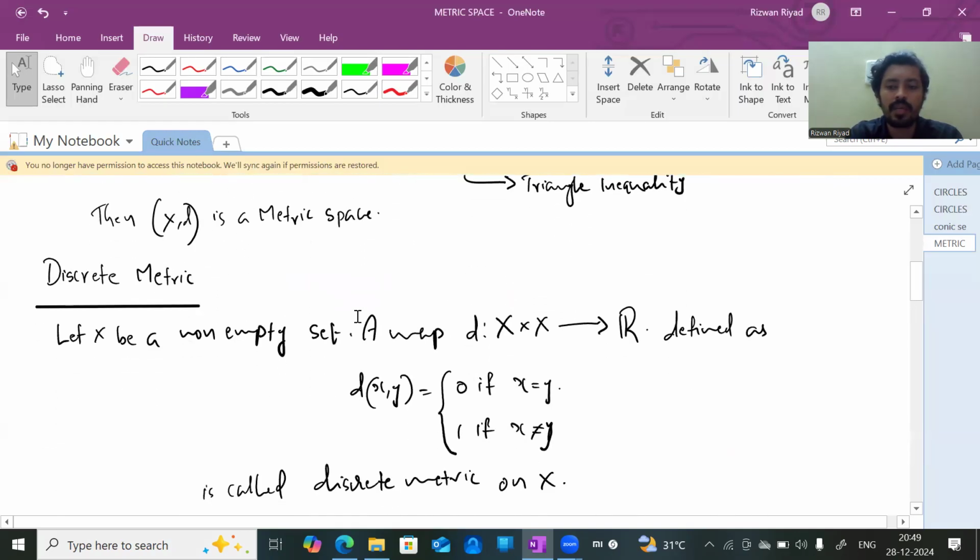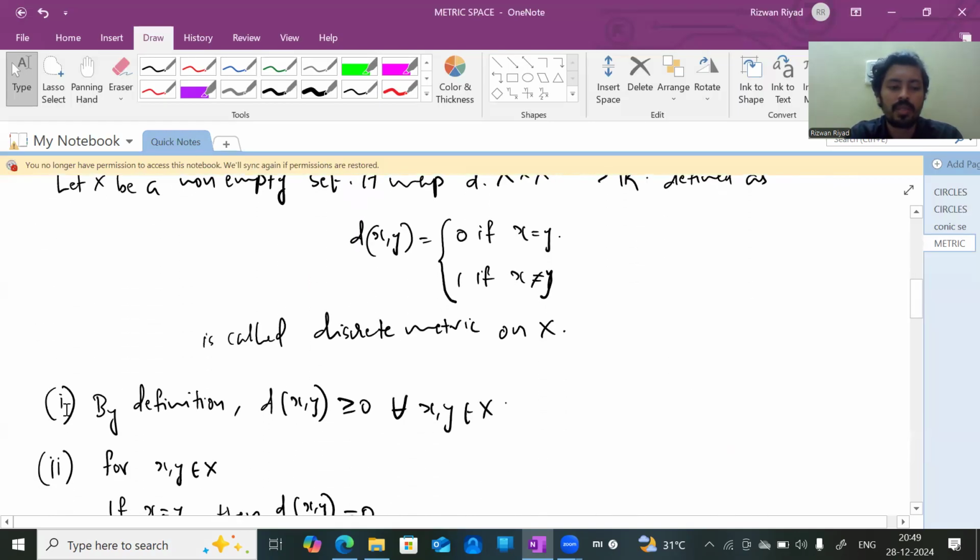That condition is satisfied here. Okay. See the first part. By definition, d of xy is greater than or equal to 0 for every x, y belonging to capital X, right? That means the first condition, d of xy is greater than or equal to 0, by definition itself, you can understand that condition is satisfied.